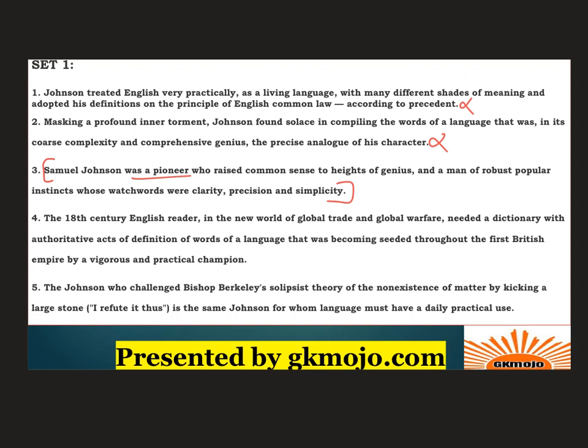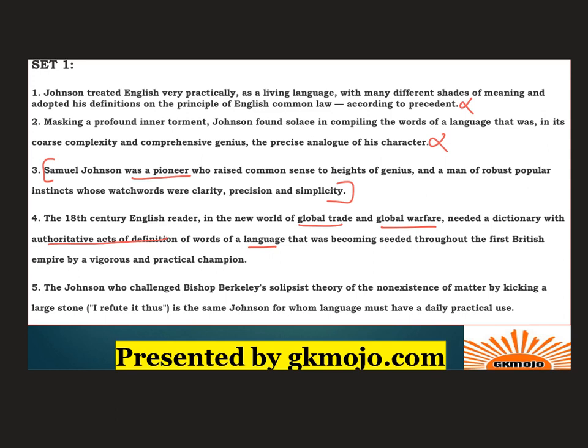Fourth sentence: The 18th century English reader in the new world of global trade and global warfare needed a dictionary with authoritative acts of definition of words of a language that was becoming seeded throughout the first British Empire by vigorous and practical champions. Alright, so this sentence is kind of starting a completely new idea about the English reader and the language that was evolving.